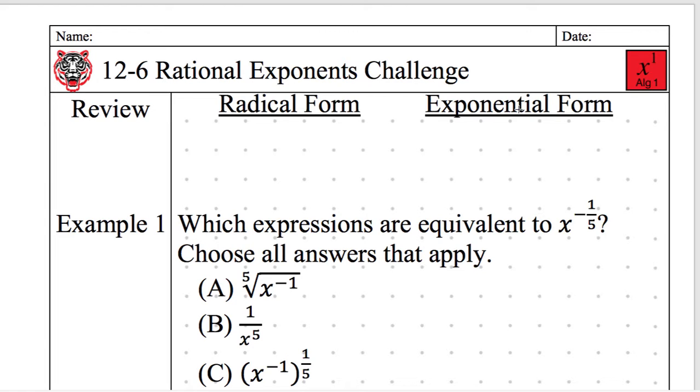We are in Algebra 1, Lesson 12-6. Andres is going to close the door for us, and today is Friday, March 22nd, 2019. We are here talking about a harder version of rational exponents.